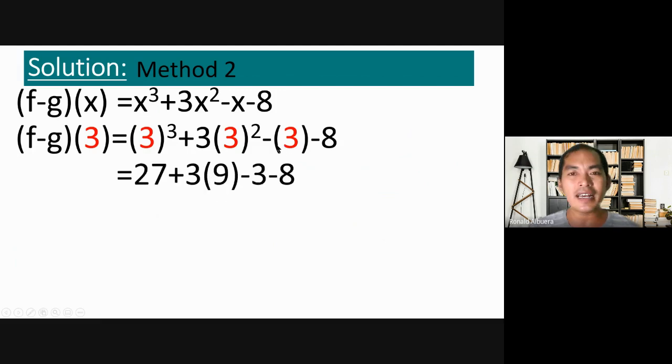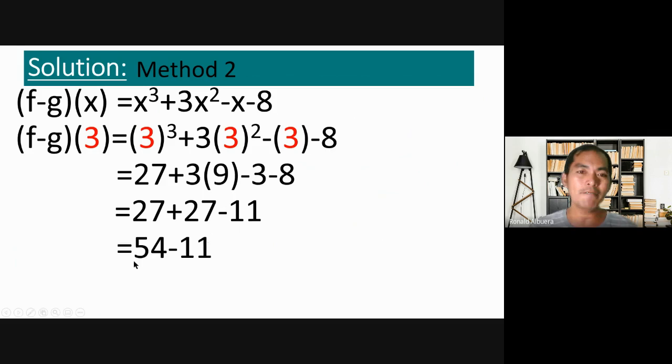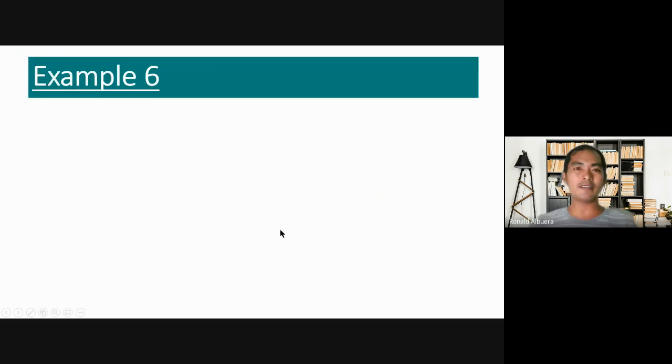Then we simplify na alis na yung parenthesis ng 3. So that became negative 3. Then 27 plus 27 is 54. Negative 3 plus negative 8 is negative 11. So 54 minus 11 is 43.